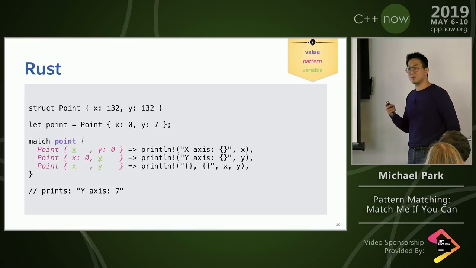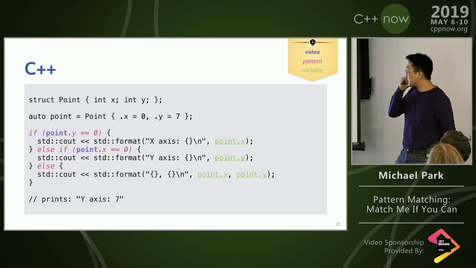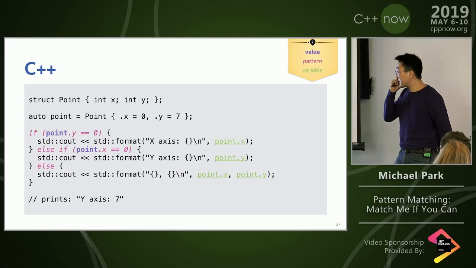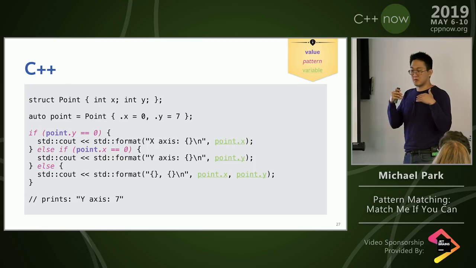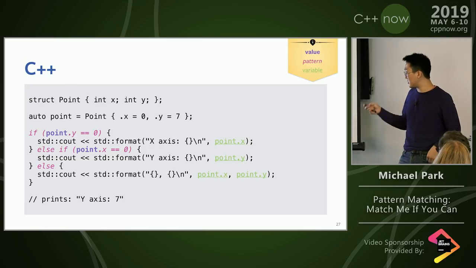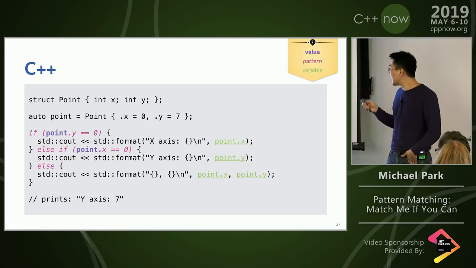Pretty simple, right? Everyone follow? No questions? Good. So in C++, we'd have to write something like this instead, where rather than describing our value, we would have to imperatively take our actions directly to get what we want.